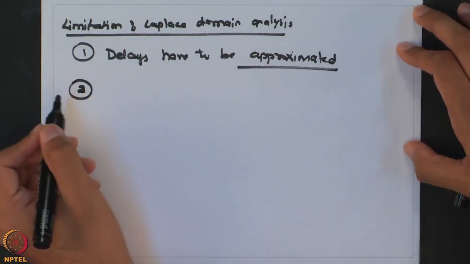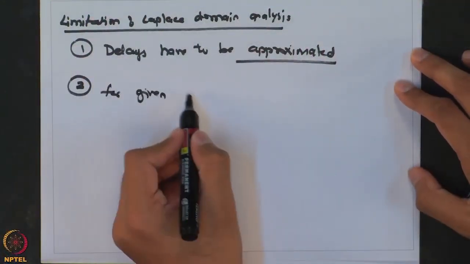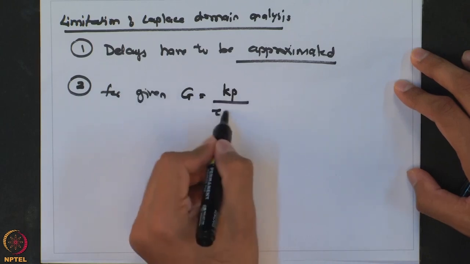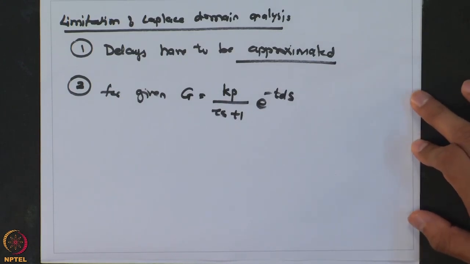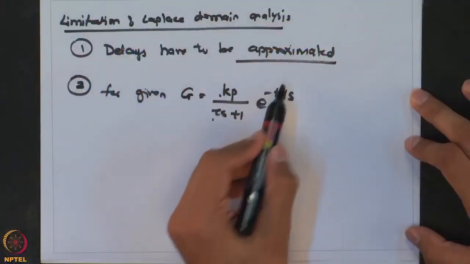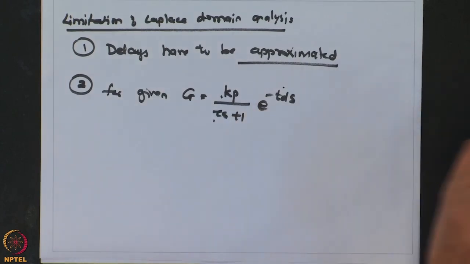And the second limitation of Laplace domain analysis is that for a given transfer function, even though we do approximate analysis and we get the stability criteria, they are all dependent on these process parameters Kp, tau and Td, and there is no guarantee that if there is some error or these parameters deviate, which in reality is quite often the case, whether that feedback system will still be stable or not. Those kinds of robust analysis cannot be done using Laplace domain analysis.